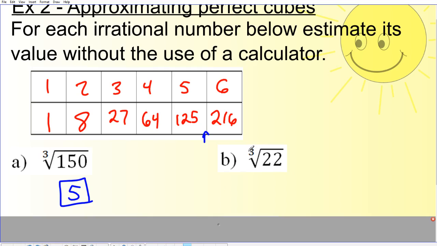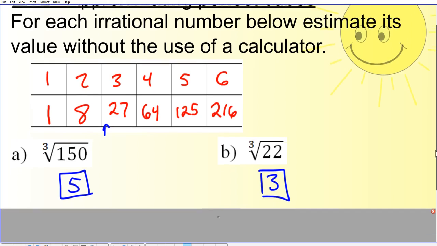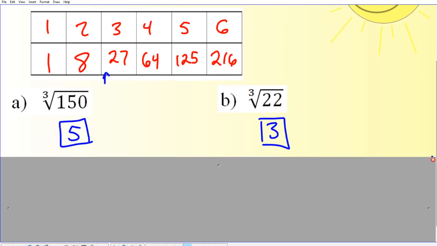Okay? The cubed root of 22. So 22 would be right about there on my number line. I'm going to say this number is definitely much closer to 3 than it is to 2. 22 is much closer to 27 than it is to 8. So this is about 3. We're just getting it close, just getting approximations. That's all we're doing. We'll get to the hard ones later on.